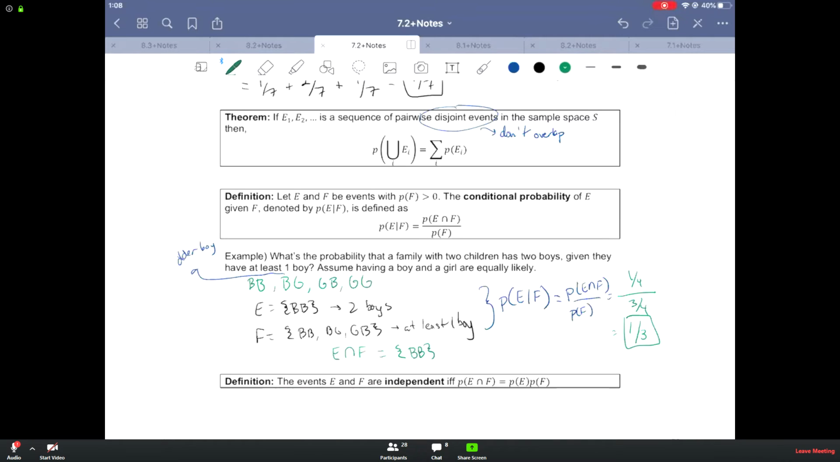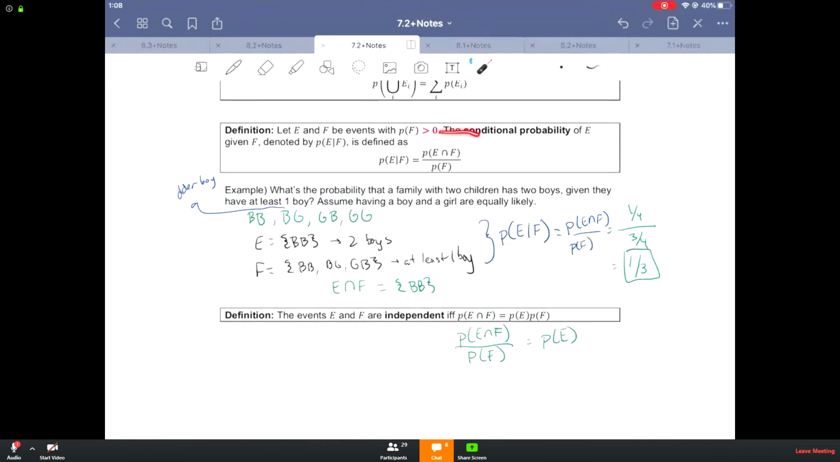Now, if you match it up to this formula here, these almost look the same. You have that intersection, but in the first one you have it divided by the probability of event F. If you divide both sides by the probability of F, you get the intersection divided by that probability. Now this is pretty much looking like this formula up here. The difference is the given part.